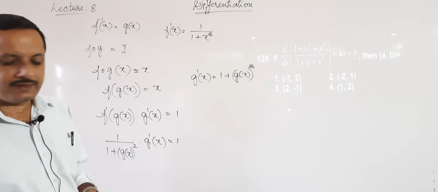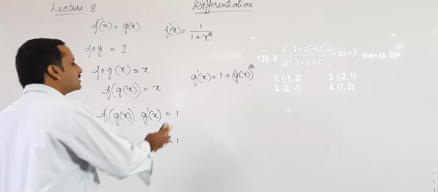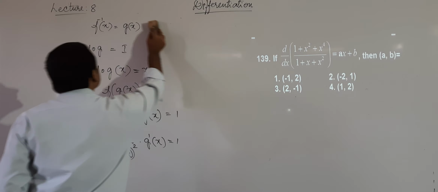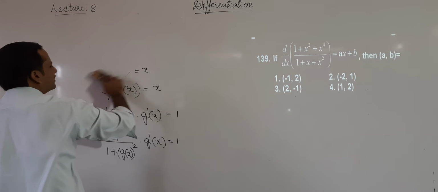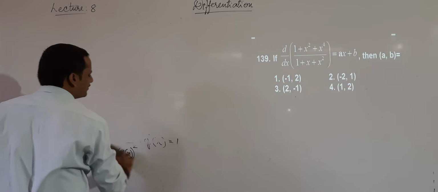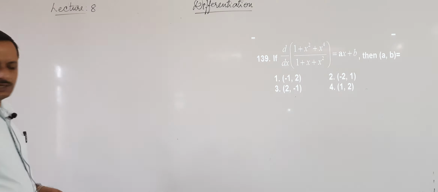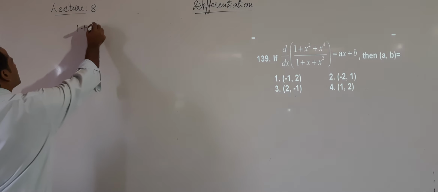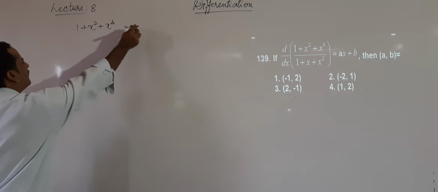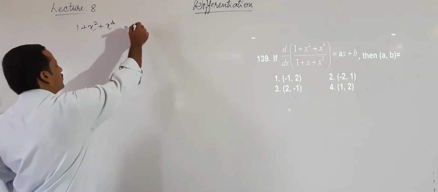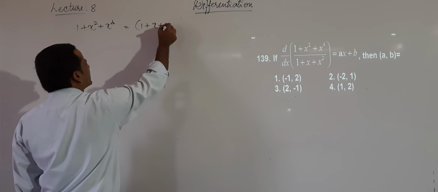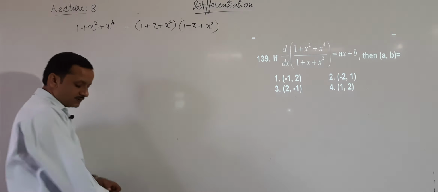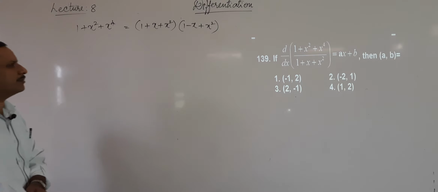Then 139th question. If dy dx of (1 plus x square plus x power 4) divided by (1 plus x square) is equal to ax plus b, then what is a and b? You can factorize this, right? Say 1 plus x square plus x power 4, we can write this as two factors. One is 1 plus x square and the other one is 1 minus x plus x square. You must have studied this in your high school, you might remember.